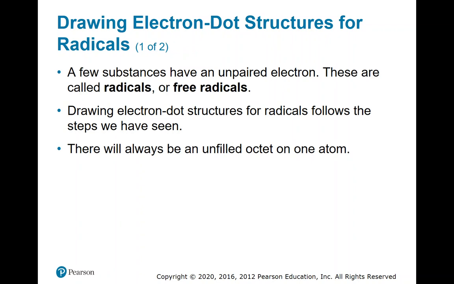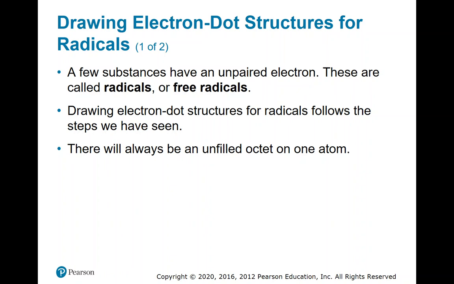Okay, so the next thing we're going to get into is radicals, and radicals, or free radicals, are a type of molecule where we have unpaired electrons in our Lewis dot structure. These are not very common because, of course, the octet rule says all of our atoms should have 8 electrons around them, or I guess 2 if they're hydrogen, but those are all even numbers. So how could we end up in a situation where we have unpaired electrons?